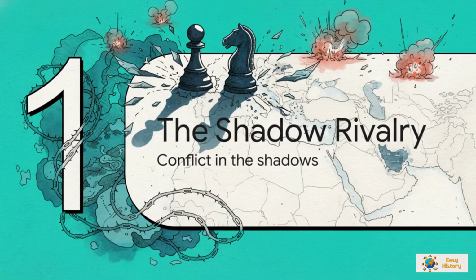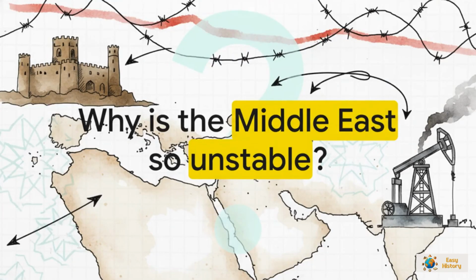So, to get started, what exactly is a shadow rivalry? Well, here's the thing. These two incredibly powerful nations have never actually declared war on each other. Nope. Instead, their conflict plays out indirectly, fueling wars and instability way beyond their own borders. It's one of those big questions in global politics, right? One that just keeps coming up.